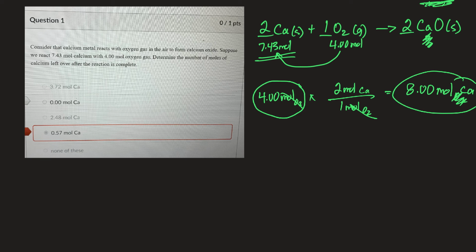Determine the number of moles of calcium left over? Yeah, none. Oh, right there. You're not going to have any calcium left over after the reaction's done. That's just a quick little intro to limiting reagent. There'll be more questions, ones that require a little bit more work, and we'll do some more of those next week.